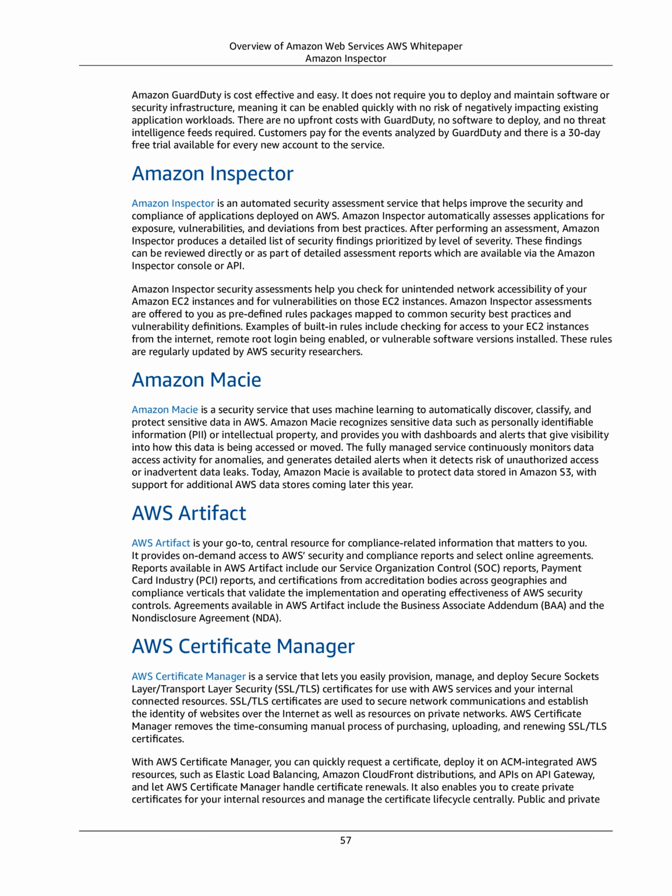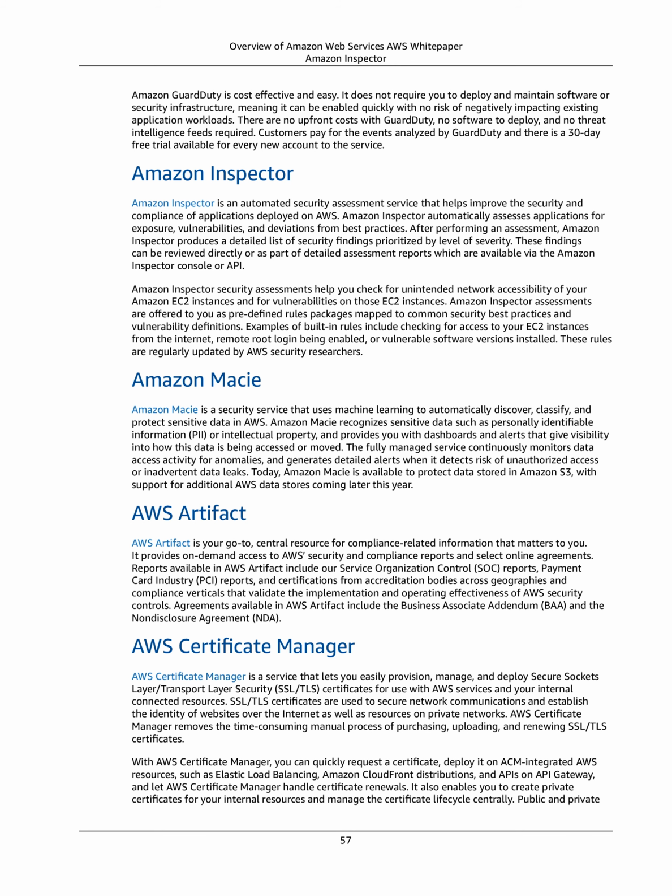These findings can be reviewed directly or as part of detailed assessment reports which are available via the Amazon Inspector console or API. Amazon Inspector security assessments help you check for unintended network accessibility of your Amazon EC2 instances and for vulnerabilities on those EC2 instances.